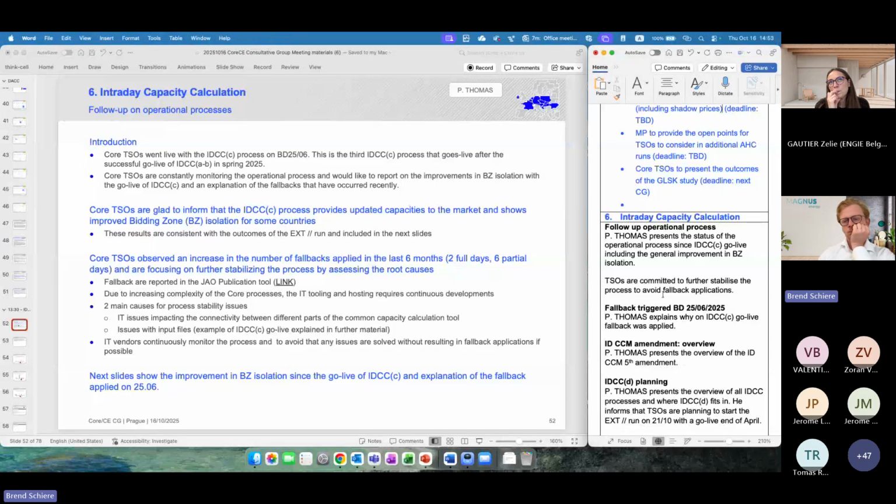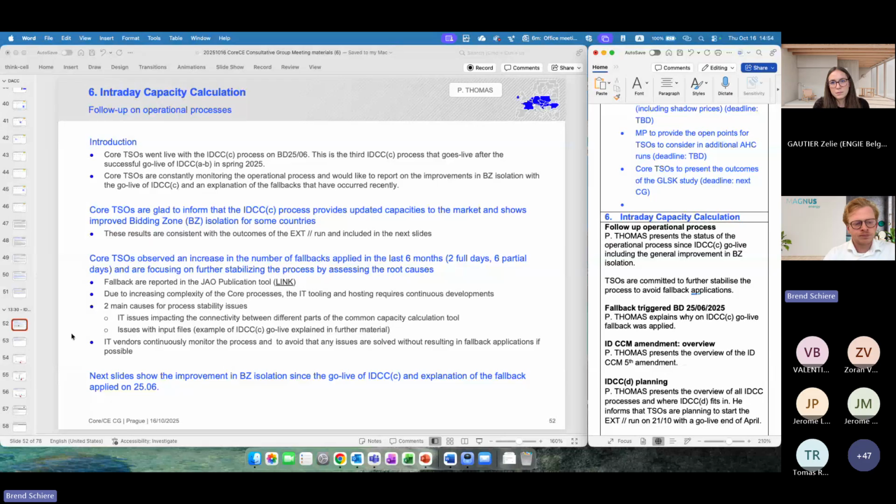However, there were also some issues or challenges in the operational process. We had some fallback applications in the last months. This means that the normal process could not be performed. There were issues for 2 full days and for 6 partial days. Together with our vendors, we are working on the stability of this process, of course. All the occurrences are also published on JAO, so we also know when something went wrong, and we are providing fallback capacities.